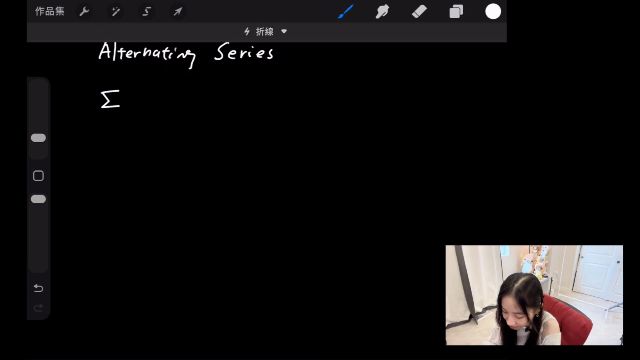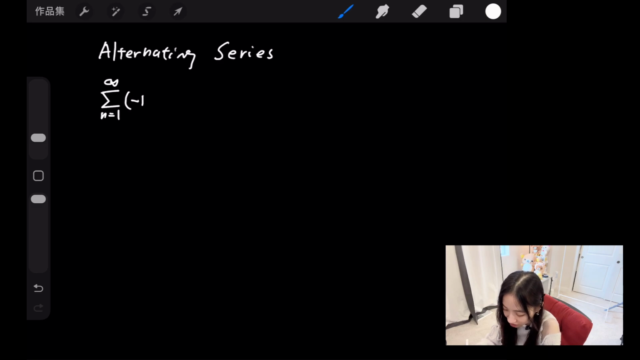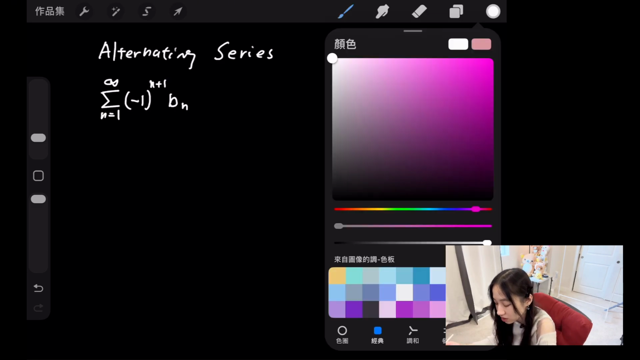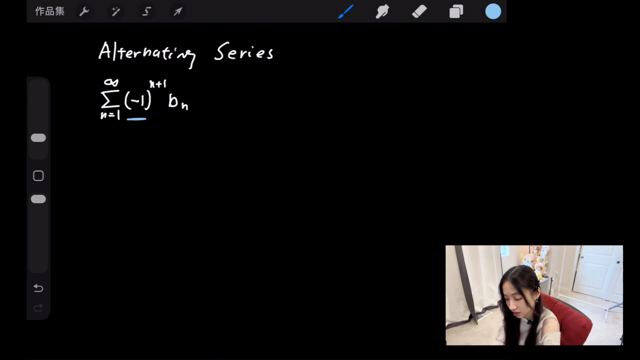It looks like this: sigma n equals 1 to infinity of (-1) to the power of n plus 1 times b sub n. So when you see this series, as you can see here, it's minus 1 to the power of n plus 1, right? So you kind of feel like, okay, this looks like a series that will oscillate. So that means it's divergent. This feels very straightforward, very instinctive.